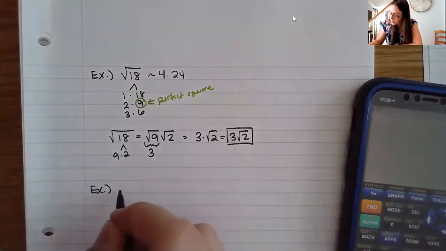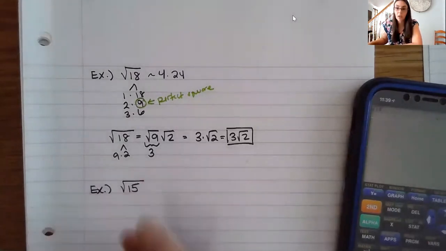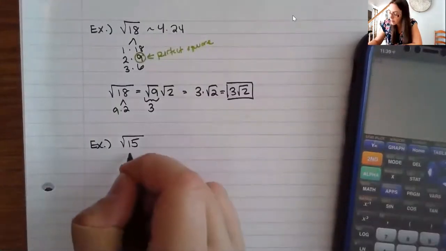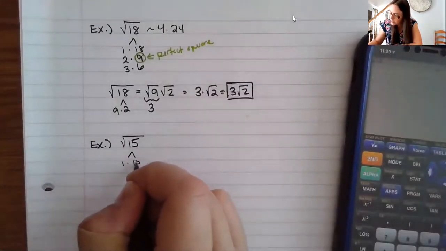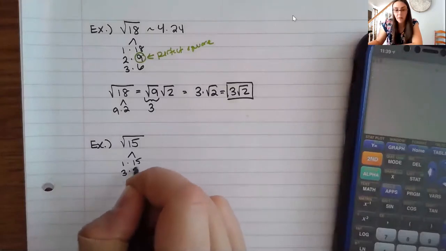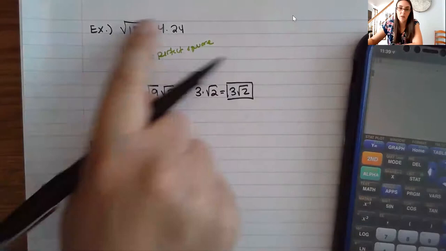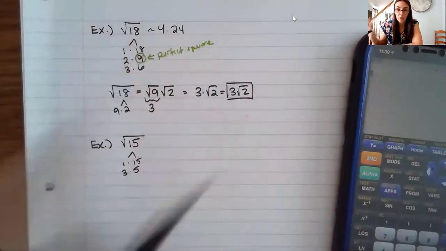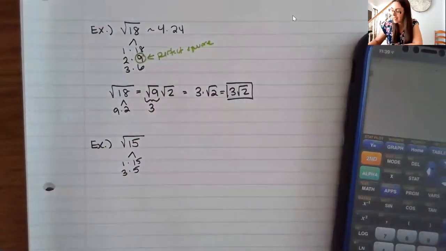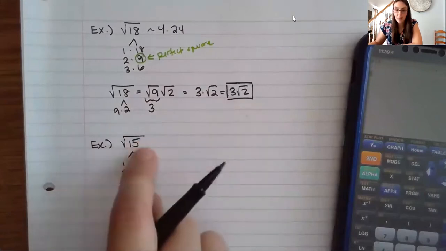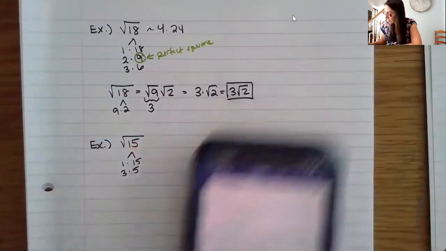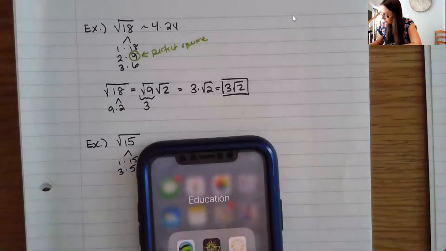So let's say I have the square root of 15. That's not a perfect square. If I think about my factors, I have 1 times 15, and 3 times 5. There are no perfect squares here, so I cannot do this. It's only if you have perfect squares that you can go ahead and do this. So I can't actually write this any better, but I can, of course, get a decimal approximation if I want to.